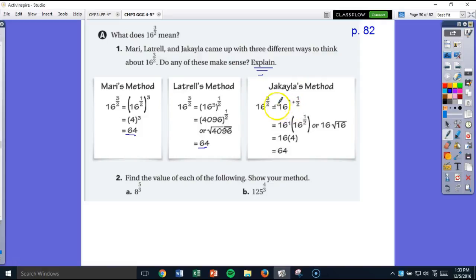Finally, Jacayla's method is taking 16 to the 3 halves equals 16 to the 1st plus 16 to the 1 half. Which if we break those up means 16 to the 1st times the same base, 16 to the 1 half. Well, 16 to the 1st is going to remain 16, and 16 to the 1 half means we're trying to find the square root of 16, which is 4. So now we have 16 times 4, or 64. So all 3 of these appear to work. We get the same answer. So taking one of these methods, find the value of each of the following and show your method. Show me how you can do that.